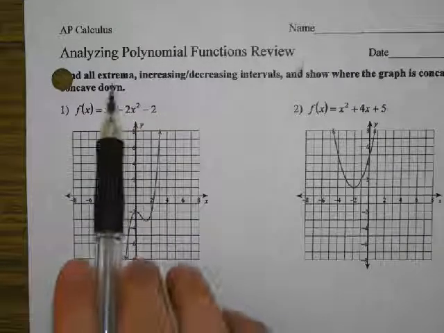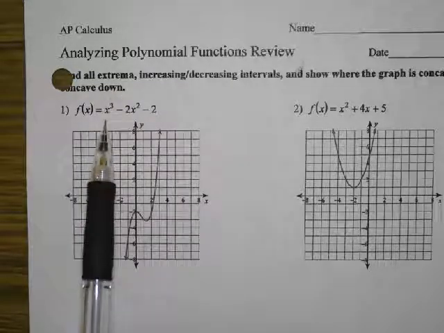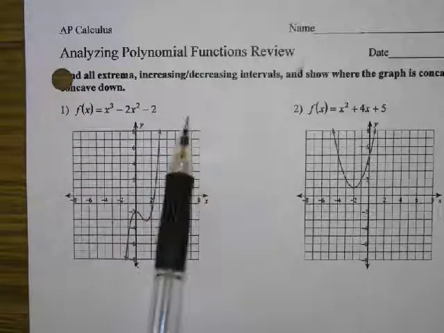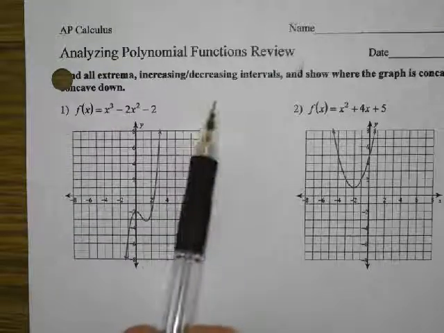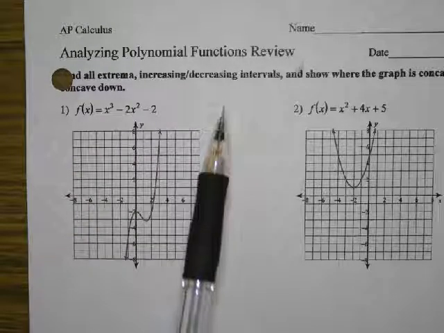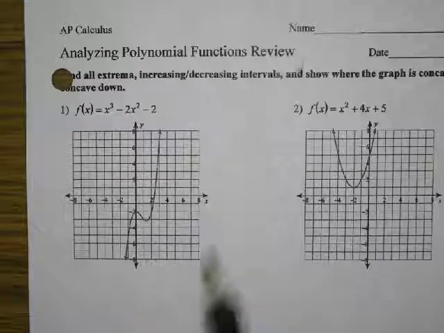So we're going to look for all the extrema, so all the max and the mins, whether they're absolute or relative. We're going to look for the increasing and decreasing intervals, and we're going to show where the graph is concave up versus concave down.